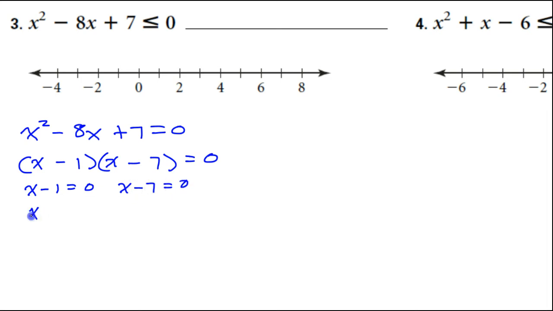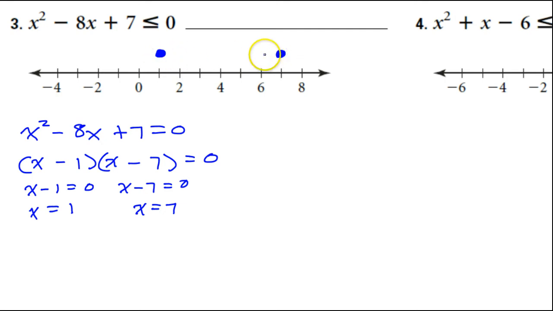All right, so that gives me x equals 1 and x equals 7. So these are the 2 values at which the function equals 0. So the function equals 0 at 1, so I'm going to put a closed circle there. The function equals 0 at 7, so I'm going to put a closed circle there.